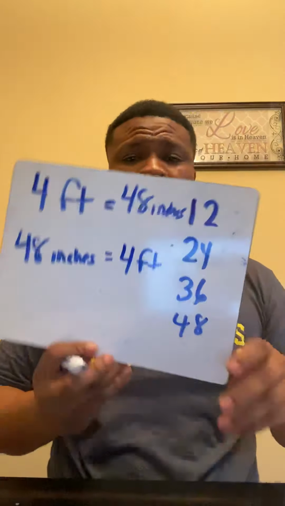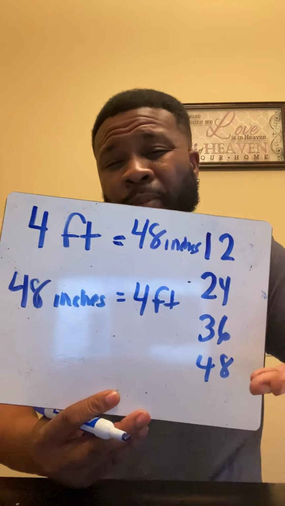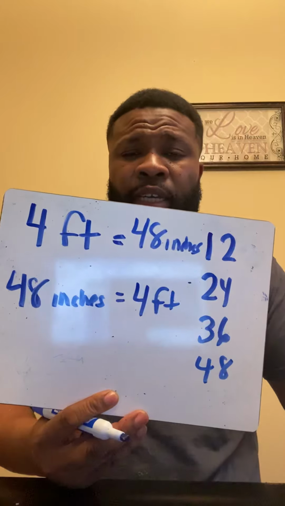Now, I also know that if I have 48 inches, like I said in the beginning, if I counted 12 into 48, that means I can count 12, 24, 36, 48. I just proved it again. 48 inches is the same as 4 feet. Two ways of thinking about it, and you remember multiplication and division are closely related.